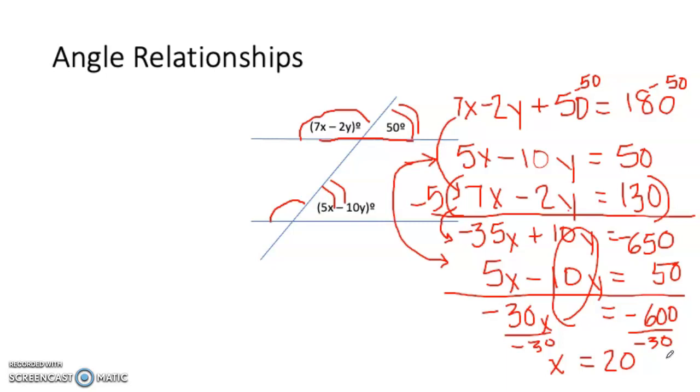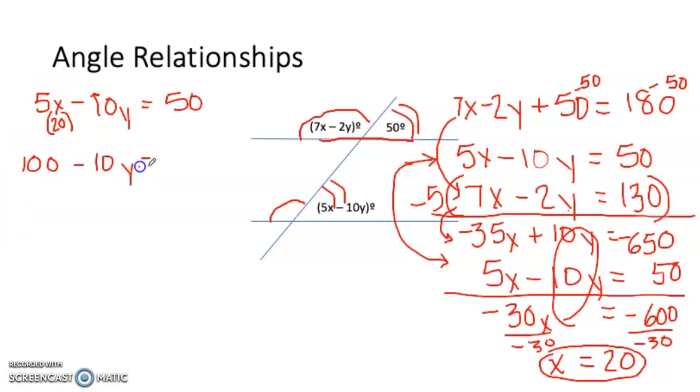Now that I have x, which is part of my answer, I need to find y. I can come back and look at any of these equations. The first easy equation is the second one, 5x minus 10y equals 50. I'm going to rewrite that over here. 5x minus 10y equals 50. I know that x is 20, so I can put a 20 here for my x. 5 times 20 is 100, minus 10y equals 50. And now I can solve for y.